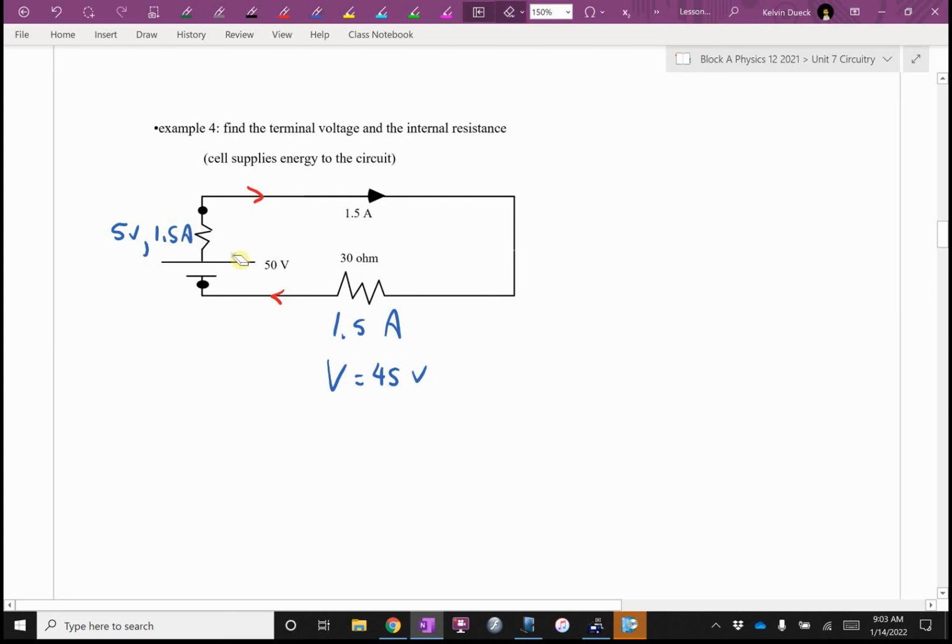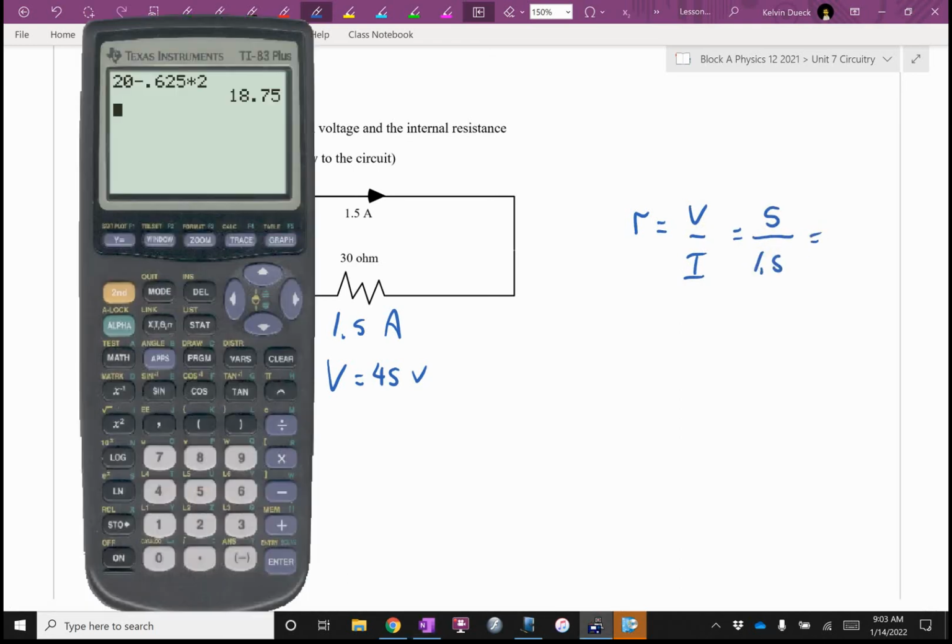What's the resistance? If V equals I times R, I'm going to use a lowercase r because it's the internal resistance, equals V over I, is that right? 5 divided by 1.5. 3.3 repeating.